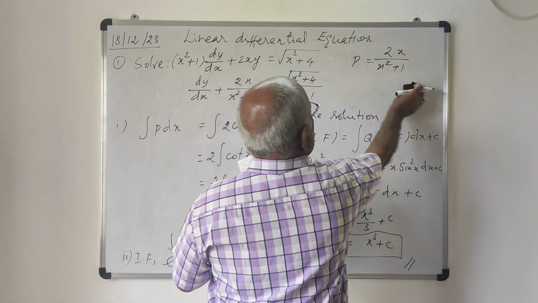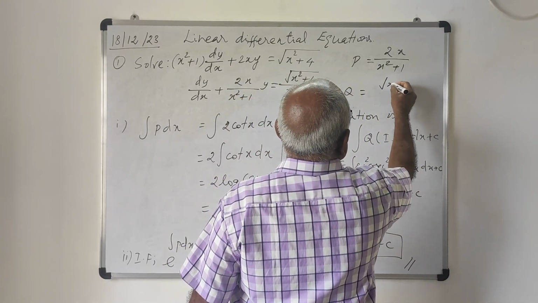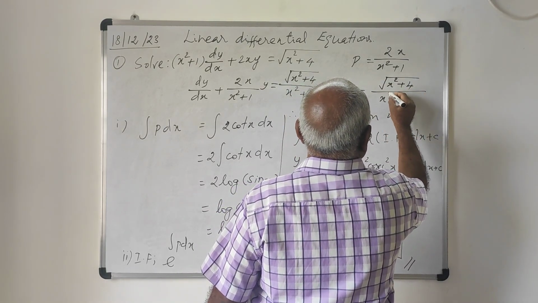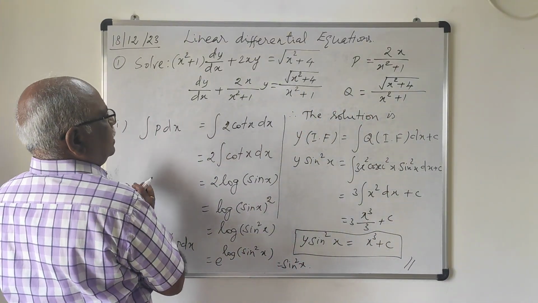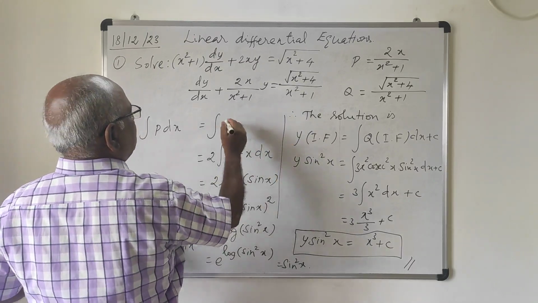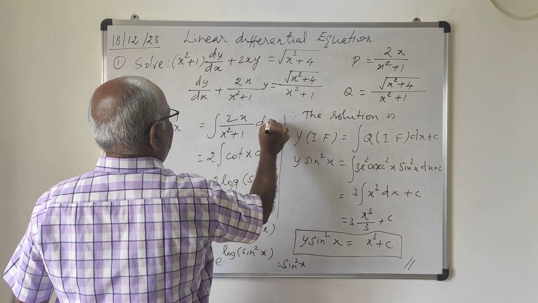P is 2x by x square plus 1 and q is root of x square plus 4 by x square plus 1. Now, the first step is integral p dx. That is, integral p dx is integral 2x by x square plus 1 dx.